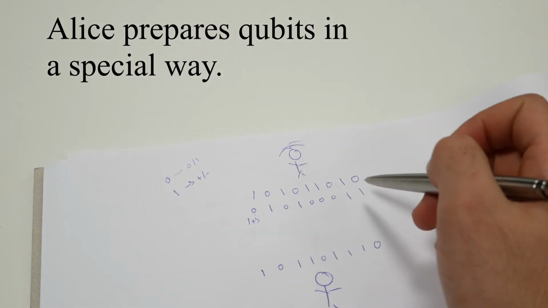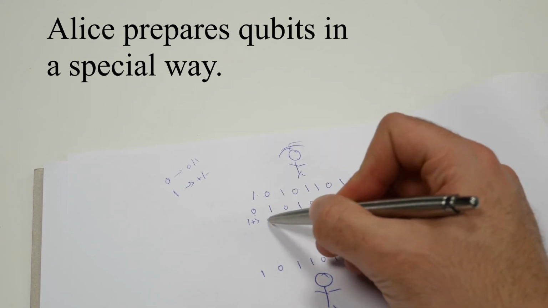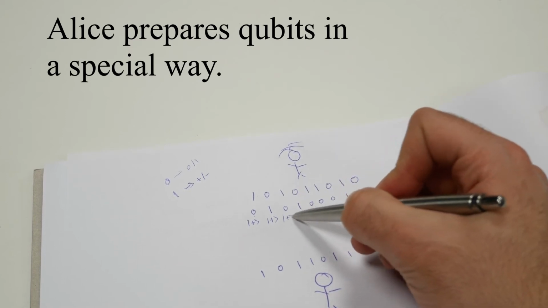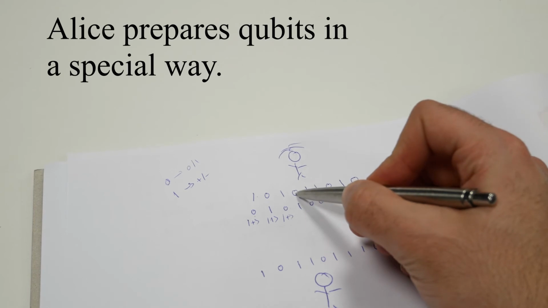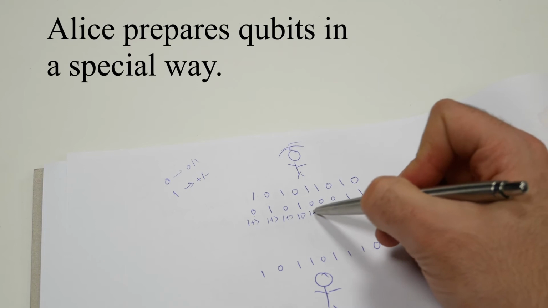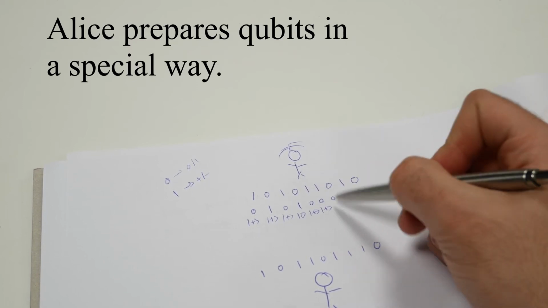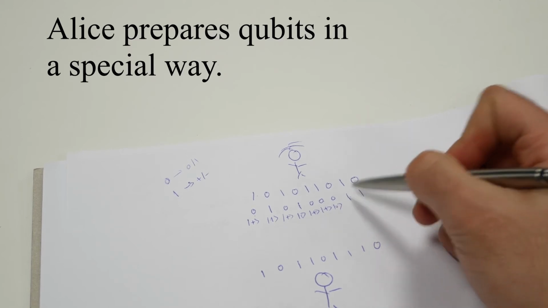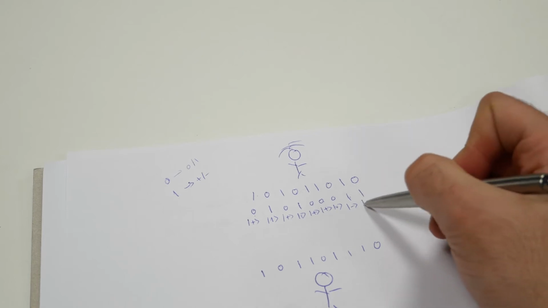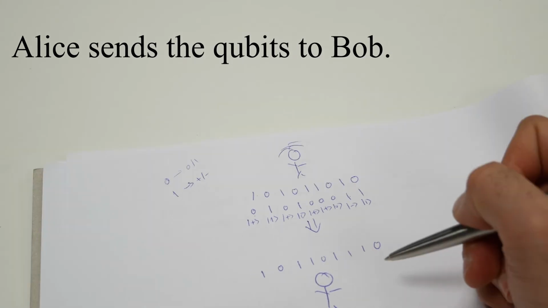And we keep doing the same for the rest of the string. So here's a 1, we encode it in the 0-1 basis, that becomes just a 1. Here's a 0, we encode it in the plus-minus basis, that's another plus. A 1, we encode it in the 0-1 basis, that's 1. 0 in the plus-minus basis, 0 in the plus-minus basis, 0 in the 0-1 basis, 1 in the plus-minus basis, and 1 in the 0-1 basis. And then she sends all these qubits to Bob.